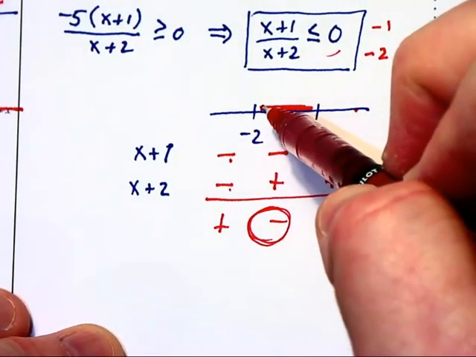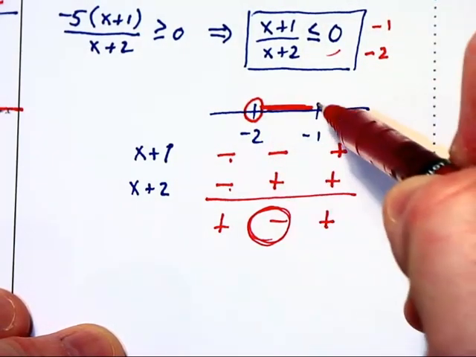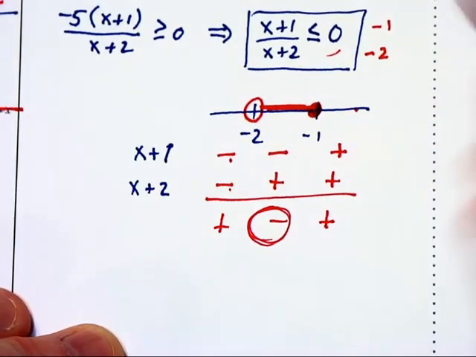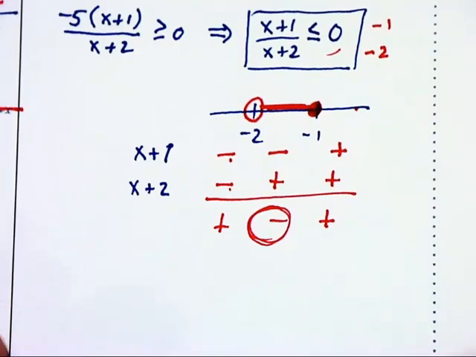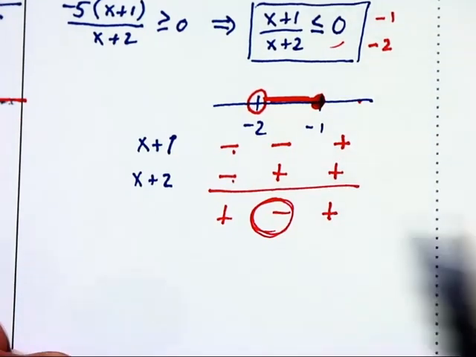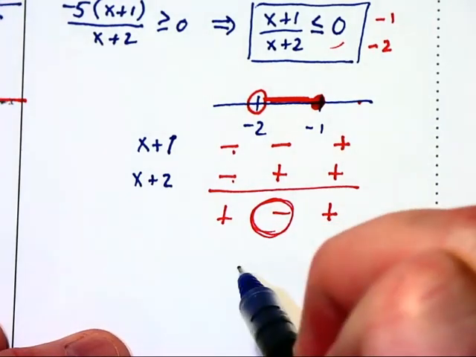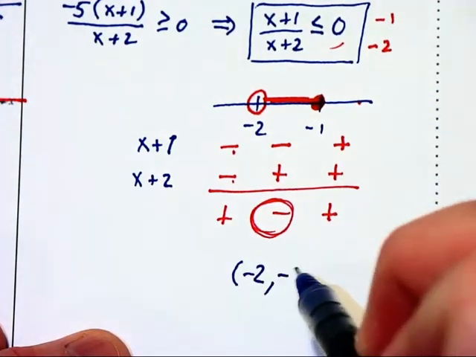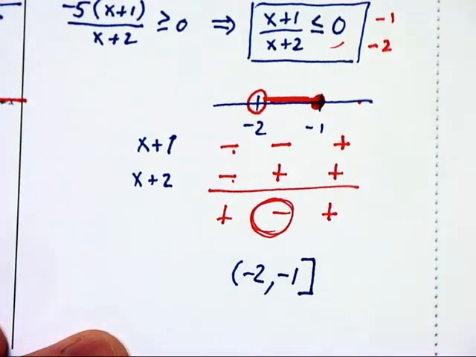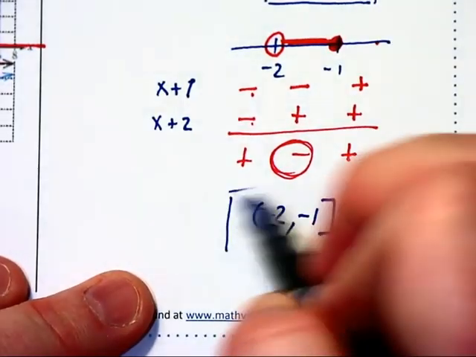So we're going to have an open circle there and a filled in circle on the right, and the solution to this rational inequality is from negative 2 up to negative 1, inclusive of the right endpoint.